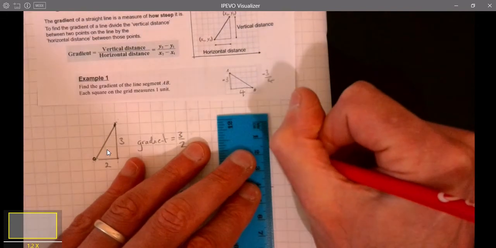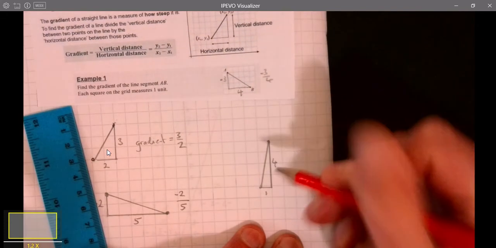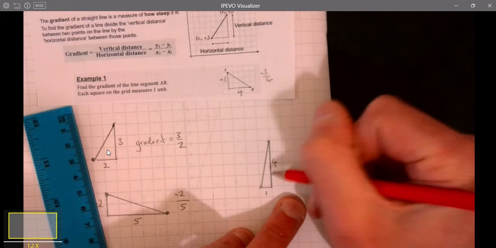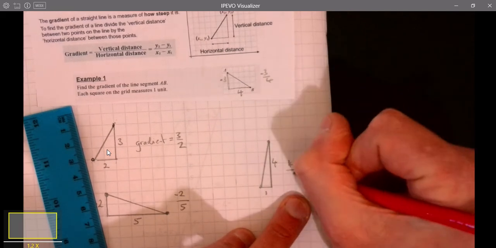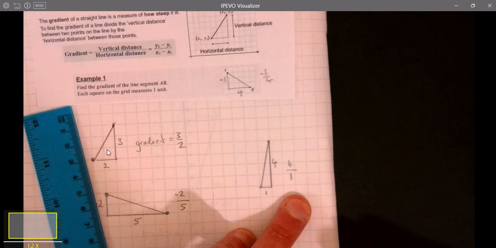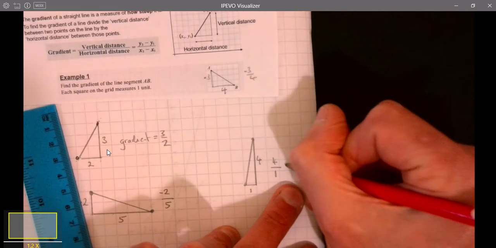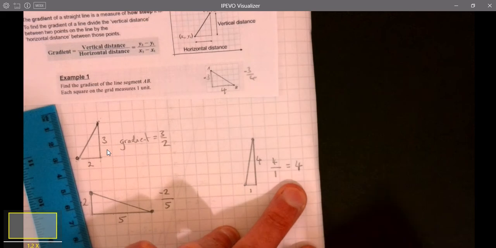There we go. So I've got one here. Let's measure this one. 1 across, 4 up. Okay. So the gradient is, remember the up bit here, it's going up 4, goes across 1. Now you wouldn't write 4 over 1. Why would you write 4 over 1? It's not wrong, but 4 over 1 just means 4 divided by 1. Well, just write 4. There we go.